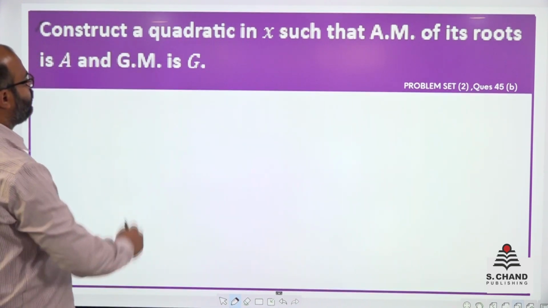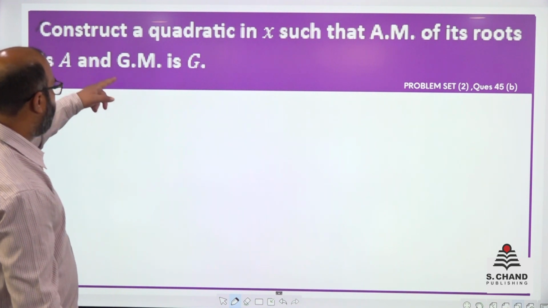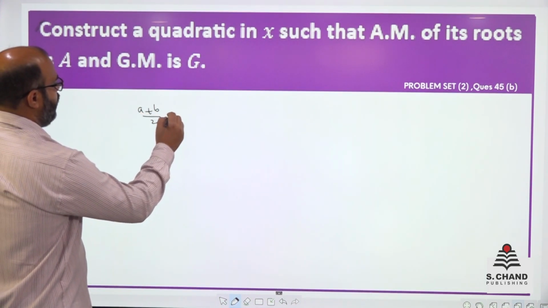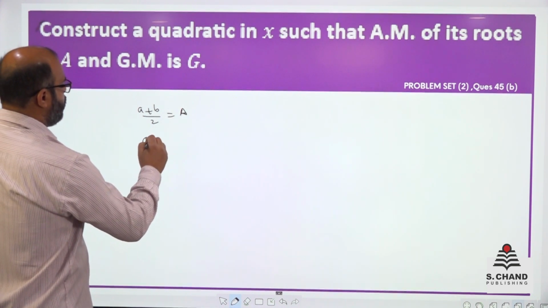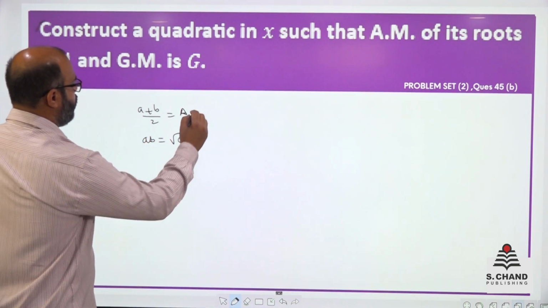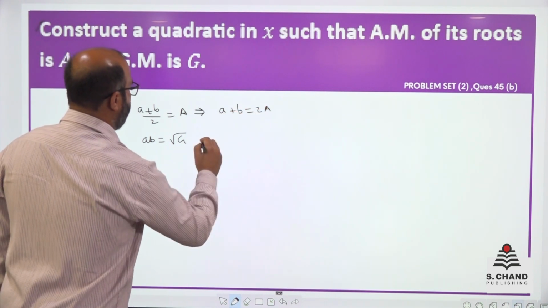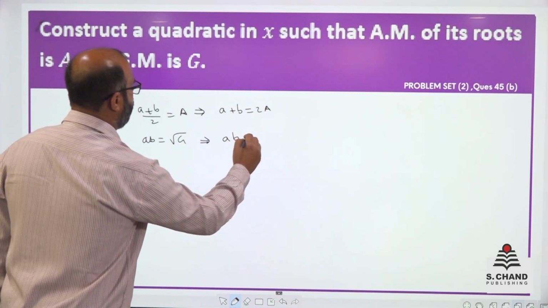So here, the AM of its roots is A and the GM is G. So AM, (a plus b) by 2 is A, and GM, root over ab is G. This implies a plus b is equal to 2A, and this implies ab is equal to G square.